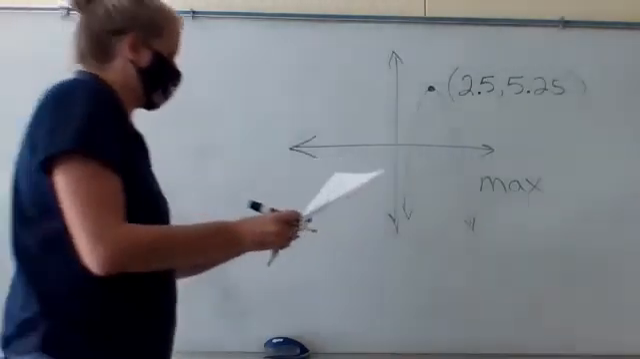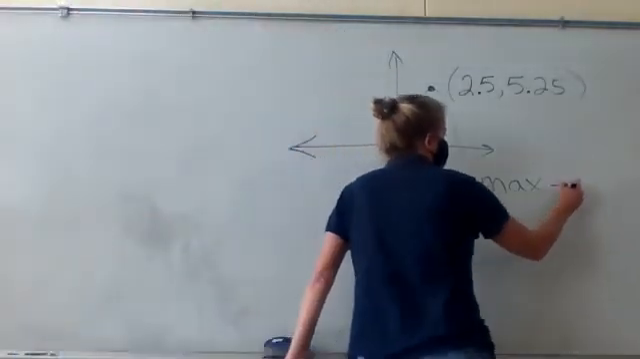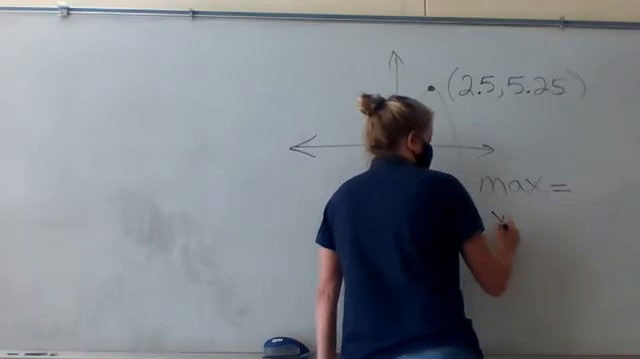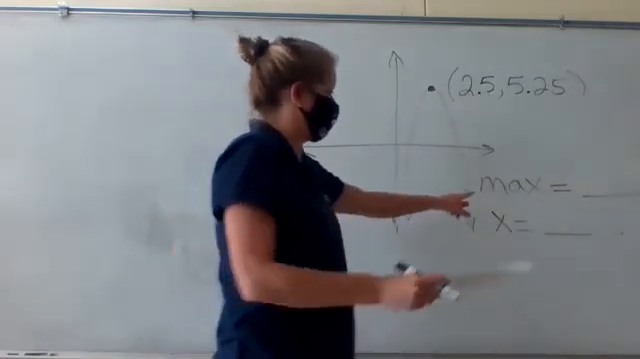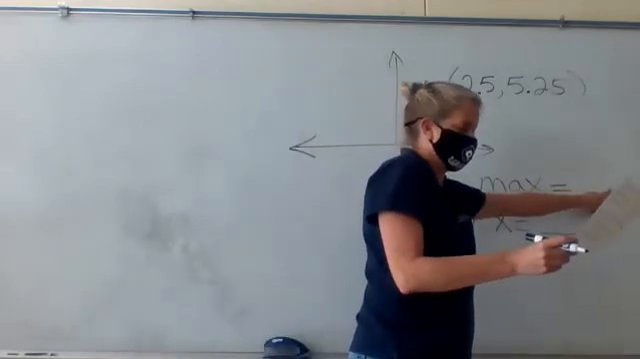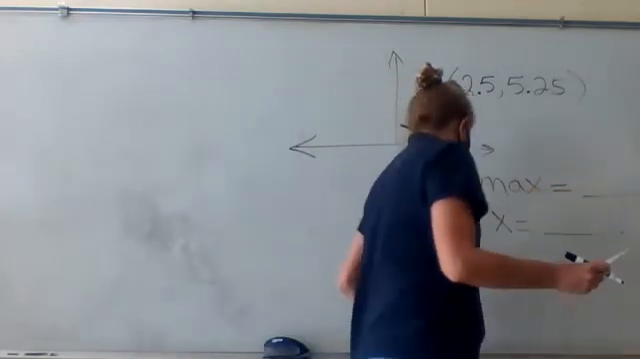The relative maximum occurs at, so what is my maximum value and what x does that occur at? So it asks me two things. The maximum value is blank. Actually, it asked it backwards.